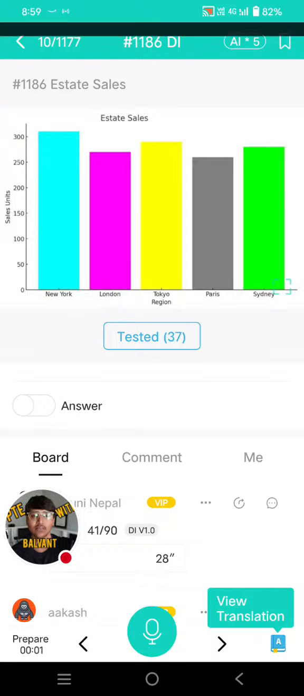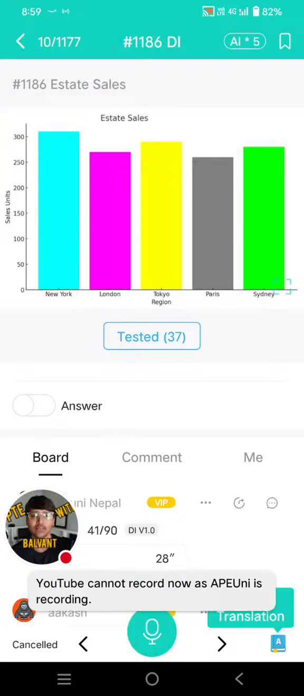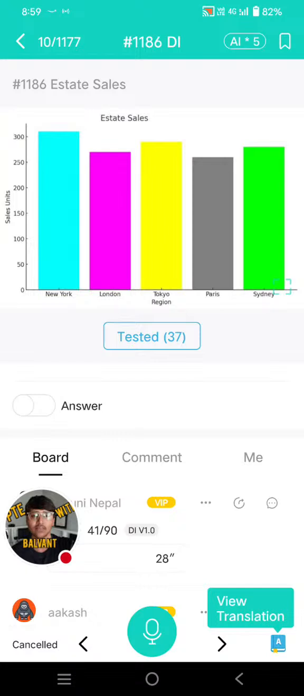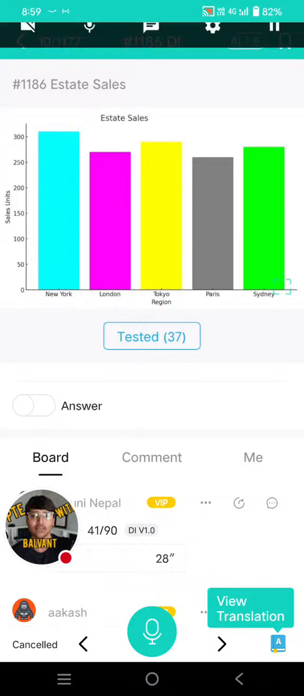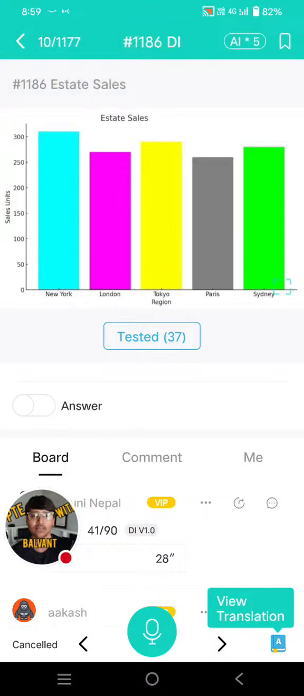It is not just based on that. Some values like 50, 100, 150, 200, 250, 300 are also given in this image, and multiple countries like New York, London, Tokyo, Paris and Sydney are also shown on the x-axis of this image. Okay, right? So we have to speak this. The topic of this image is real estate sales, which will be our main topic.